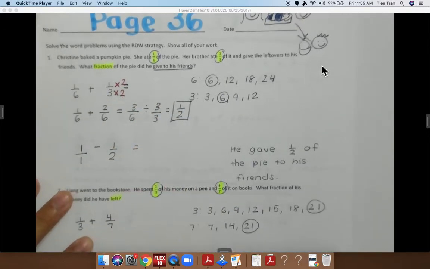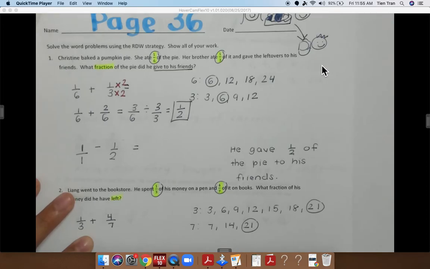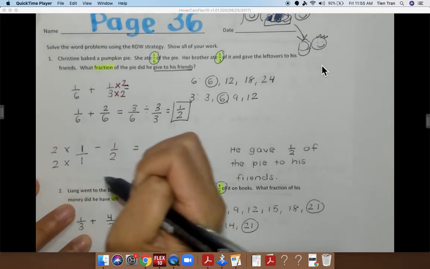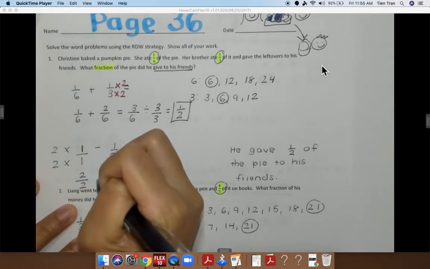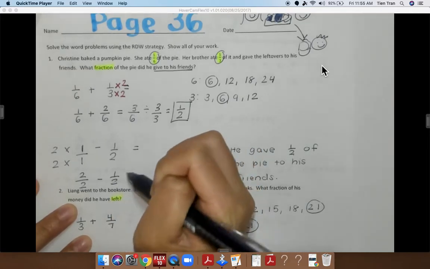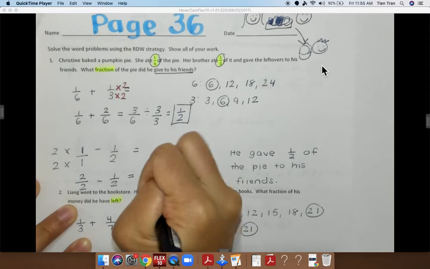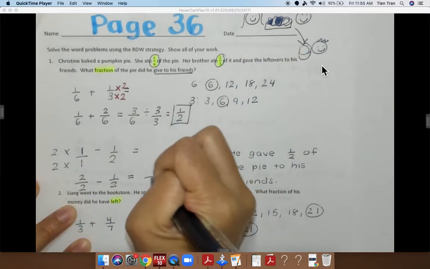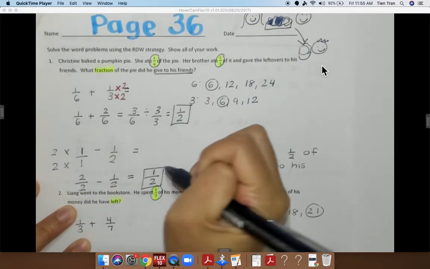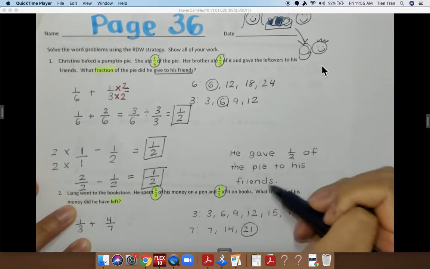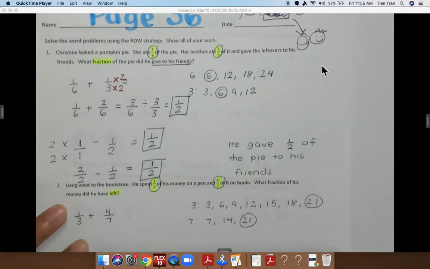So 1 whole can be changed to 1 divided by 1, because 1 divided by 1 is still equivalent to 1 whole. And I can multiply both sides by 2 in order to get 2 halves minus 1/2. And we know that 2 minus 1 is equal to 1. And 2 is going to stay as my denominator. So 1/2. So either way, we do know that he gave 1/2 of the pie to his friends.